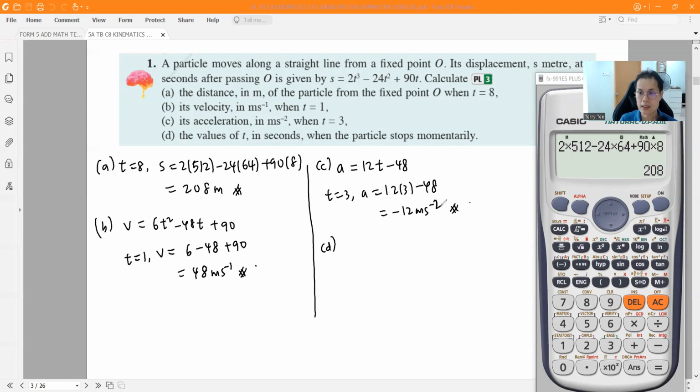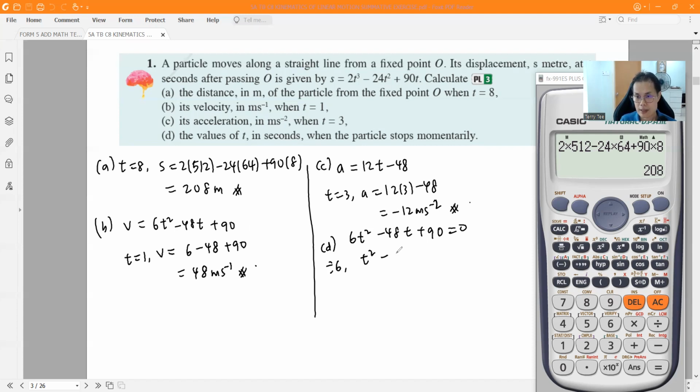Meters per second squared. Okay, lastly, find the value of t when the particle stops momentarily. Now, the particle stops momentarily when v is 0. We're going to let the v here be 0. This is your v here. Notice it's actually easier to factorize if the numbers are smaller. We can divide everybody by 6.